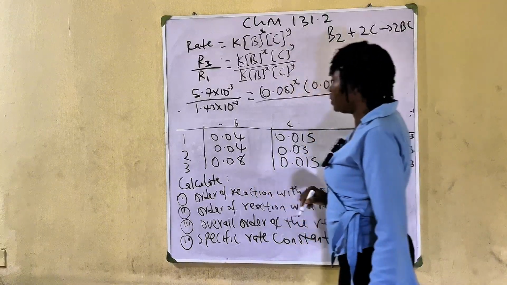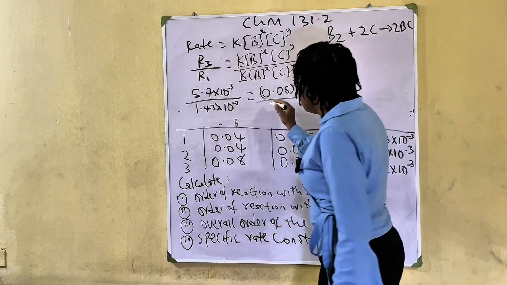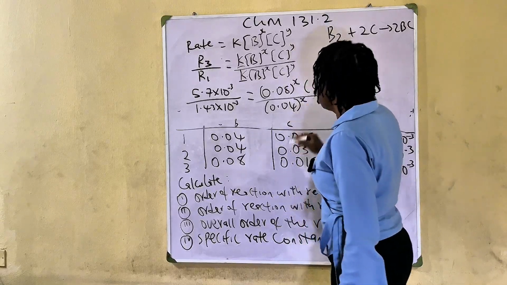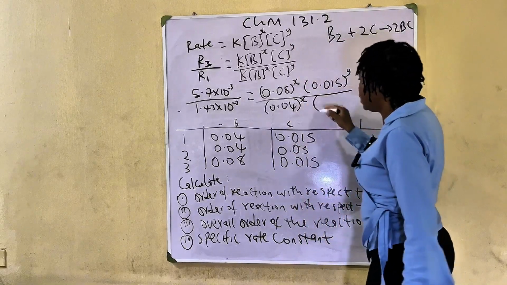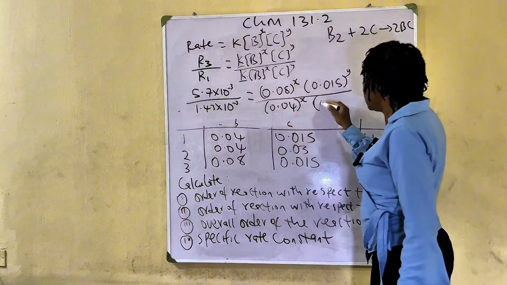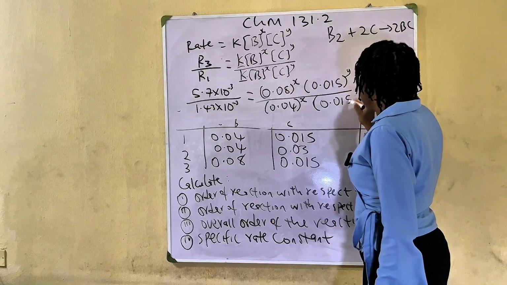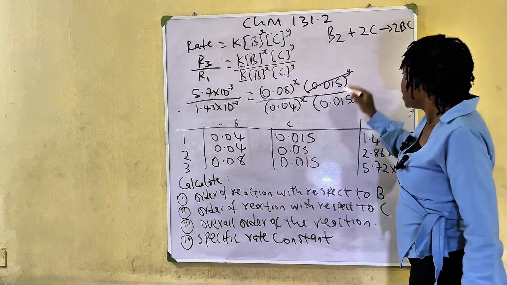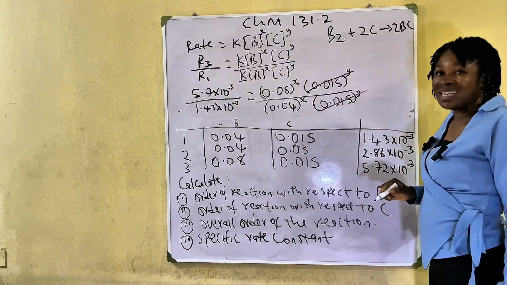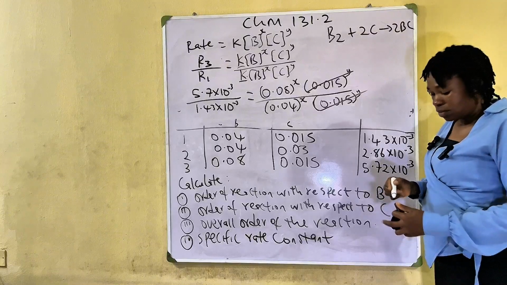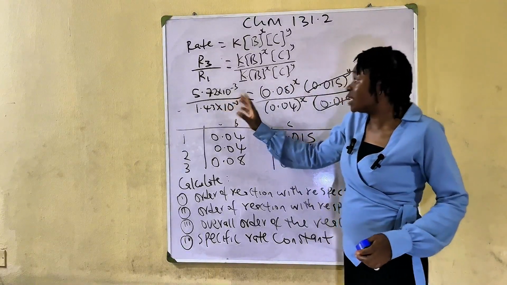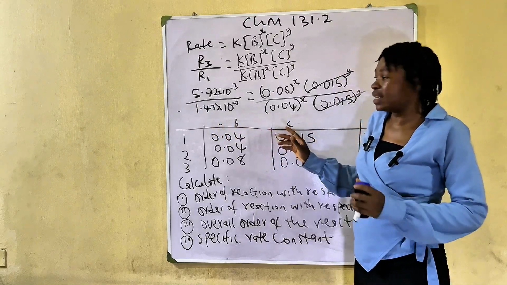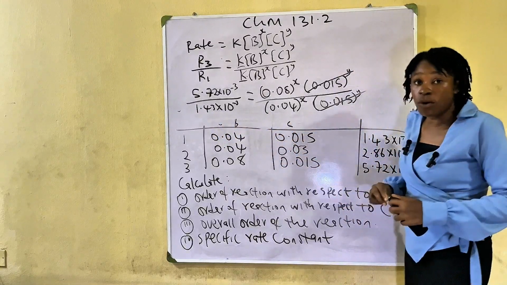So for experiment 1, what's my B? 0.04 raised to the power x. For experiment 1, C is 0.015 raised to the power y. As you can see, this and this will cancel out. So we have 5.72 times 10 raised to the power minus 3 over 1.43 times 10 raised to the power minus 3, so I'll be having 4.